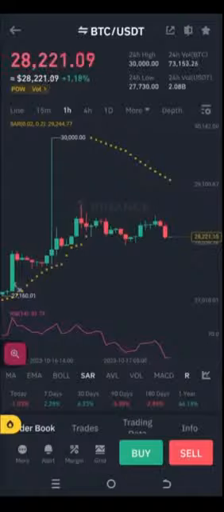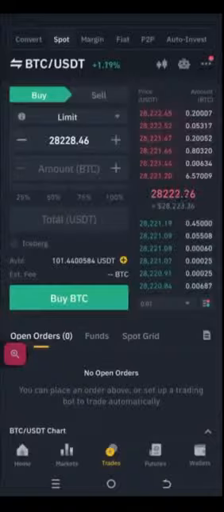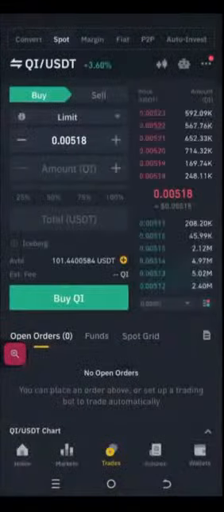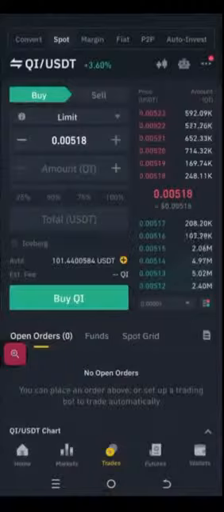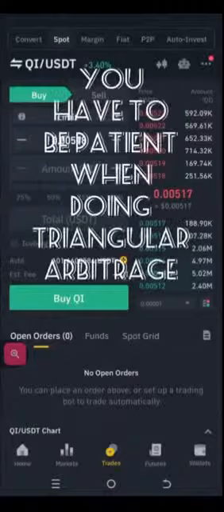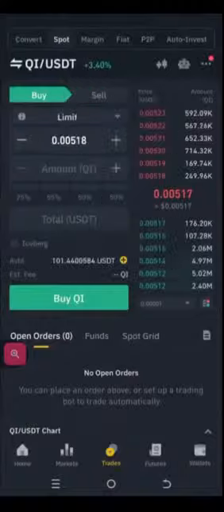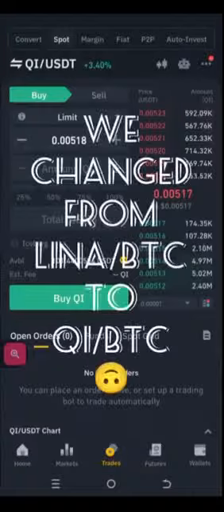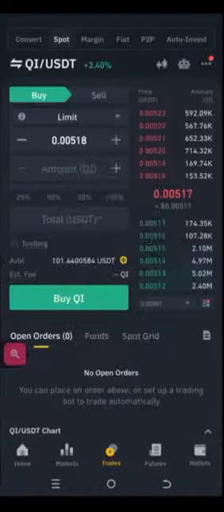But anyways, it's not about BTC. It's actually about QI USDT, and that is our triangular arbitrage. And it's good. We were able to make money. Let me tell you something. If you're doing triangular arbitrage, you gotta be patient, because you never know when it's going to come out. The reason why this took quite a long time, about 9 days, was because of the bloodbath that happened, and we had to change from Lena BTC. Remember, go all the way, change to QI BTC, and then sell for profit in QI USD.